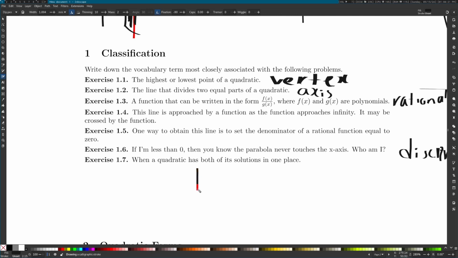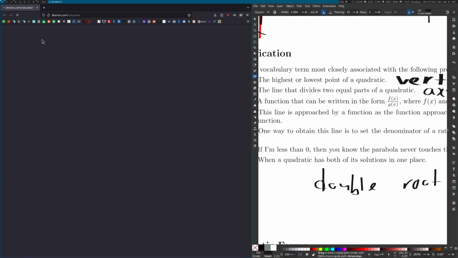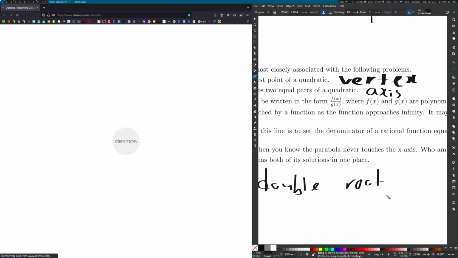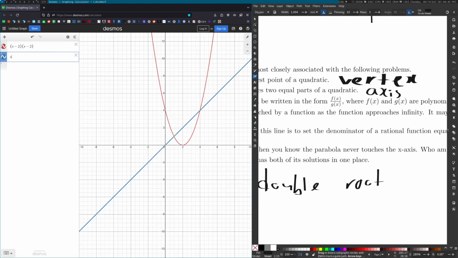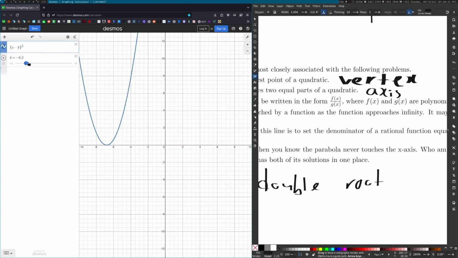Okay, this one's called a double root. Apologies about my handwriting, I'm writing with my mouse this time. And if you want to see this in action, you just write the same root like this, x minus 2 times x minus 2. And it's only got one root at 2. Or if you want to see the general solution, x minus k squared. And it will always just have one solution.